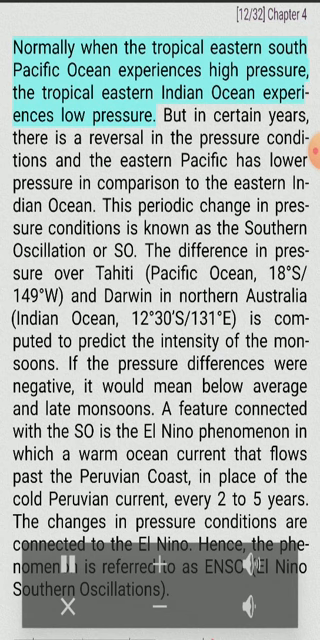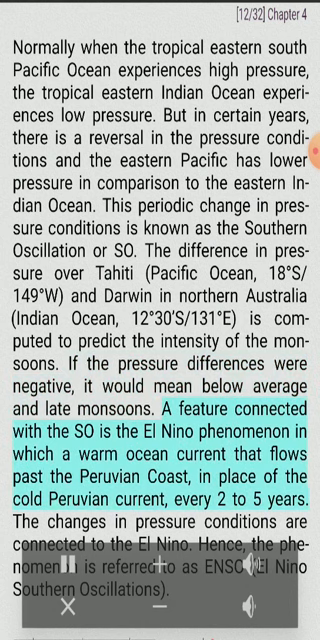Normally when the tropical eastern South Pacific Ocean experiences high pressure, the tropical eastern Indian Ocean experiences low pressure. But in certain years, there is a reversal in the pressure conditions and the eastern Pacific has lower pressure in comparison to the eastern Indian Ocean. This periodic change in pressure conditions is known as the Southern Oscillation or SO. The difference in pressure over Tahiti, Pacific Ocean, 18 degrees south, 149 degrees west, and Darwin in northern Australia, Indian Ocean, 12 degrees 30 minutes south, 131 degrees east, is computed to predict the intensity of the monsoons. If the pressure differences were negative, it would mean below average and late monsoons.